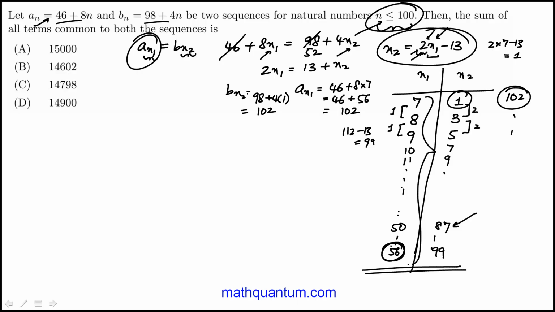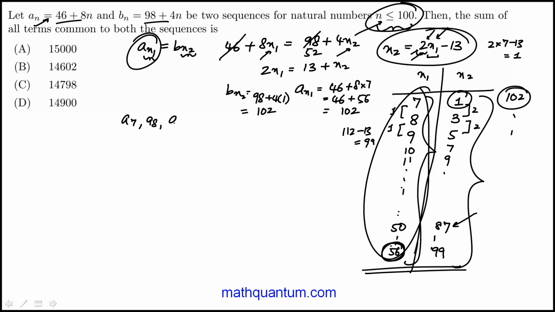And so these n values will give us all the terms. You can use either one, but I'll use that one, which means we're looking for a7, a8, a9, all the way to a56. And we need to add these up. That's the question, the sum. So the first term, as I just computed, is 102. And the next one would be 8 more, 110, and so on and so forth.